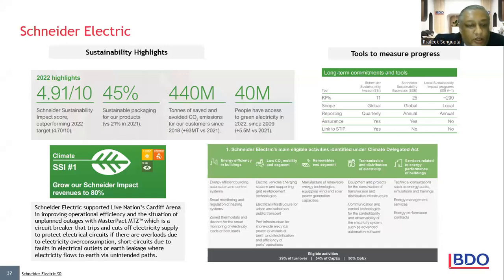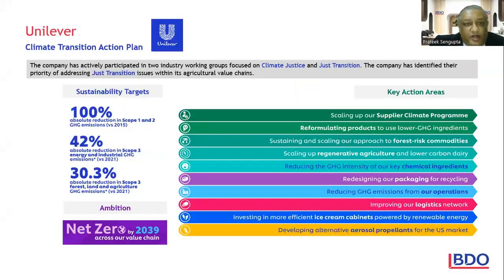plus people. Now, if you look at climate, they have a program called Climate SSI #1, which is to grow the Schneider impact revenues by 80% by focusing on technologies that actually reduce electricity and energy consumption. And you can see some of the targets, KPIs, and goals that they have set for themselves. Very ambitious, and very aggressive. And these are some of the targets that we are now seeing from leading companies. We can move to the next case study, please.